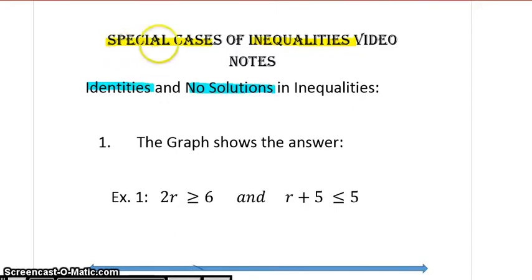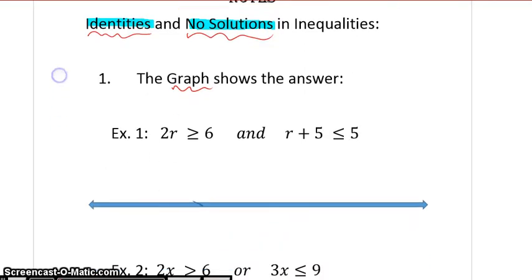Today we're going to be looking at special cases in inequalities, namely identities and no solutions, and how they look in simple inequalities and in compound inequalities. Sometimes when we just look at the graph, we'll rapidly see what the answer would be, whether it's a no solution or an identity. So let's look at the first one.